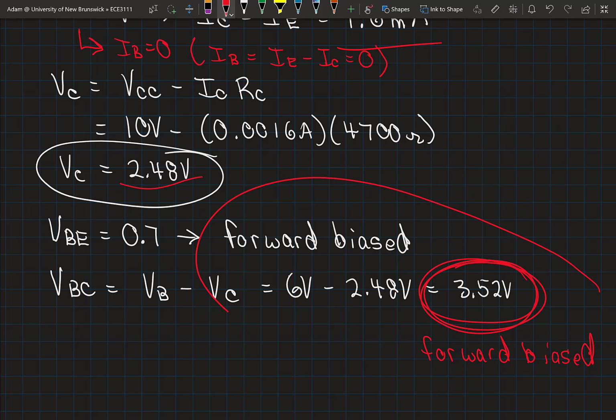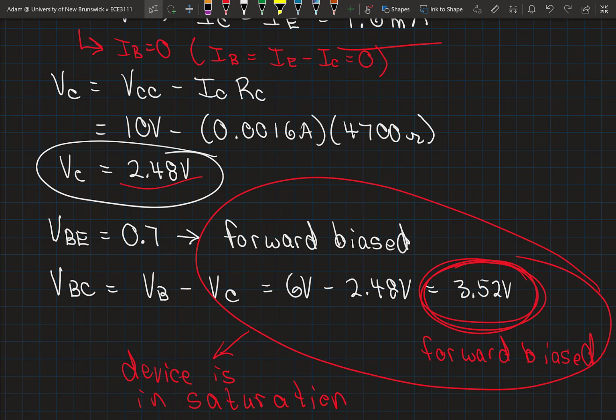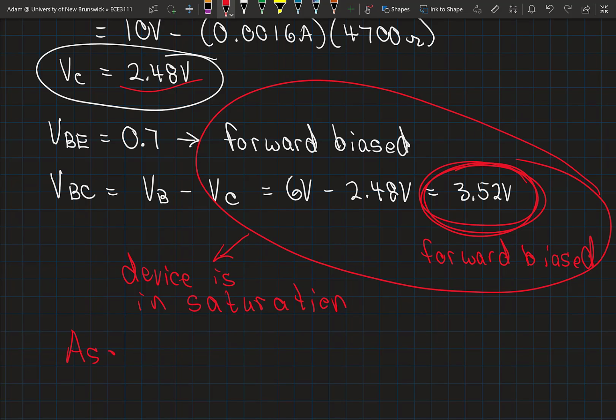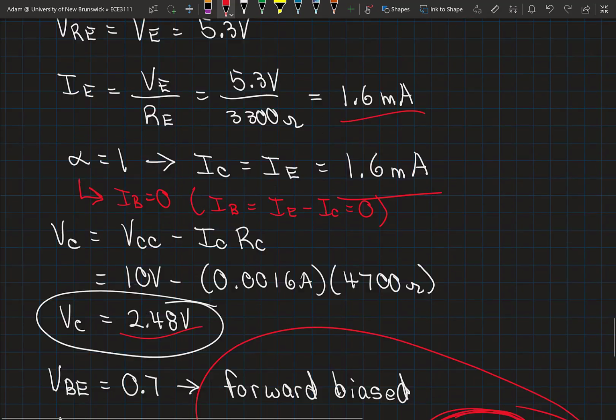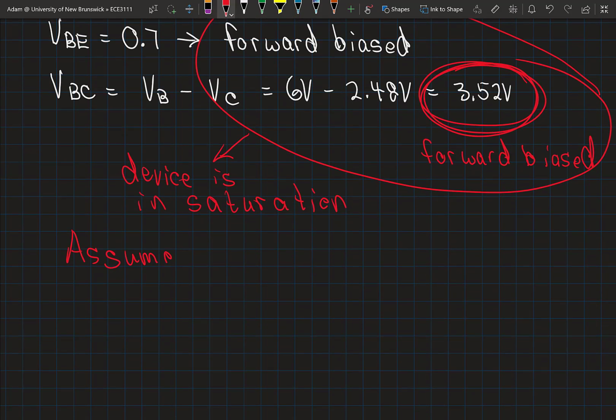Therefore, the combination of these two both being in forward bias means that the device is not in fact in forward active mode, it's in saturation. Okay, so our assumption, right? What assumption? This assumption that it was in forward active mode, that allowed us to use all these forward active mode equations, that assumption was wrong. Okay, so what's that mean?